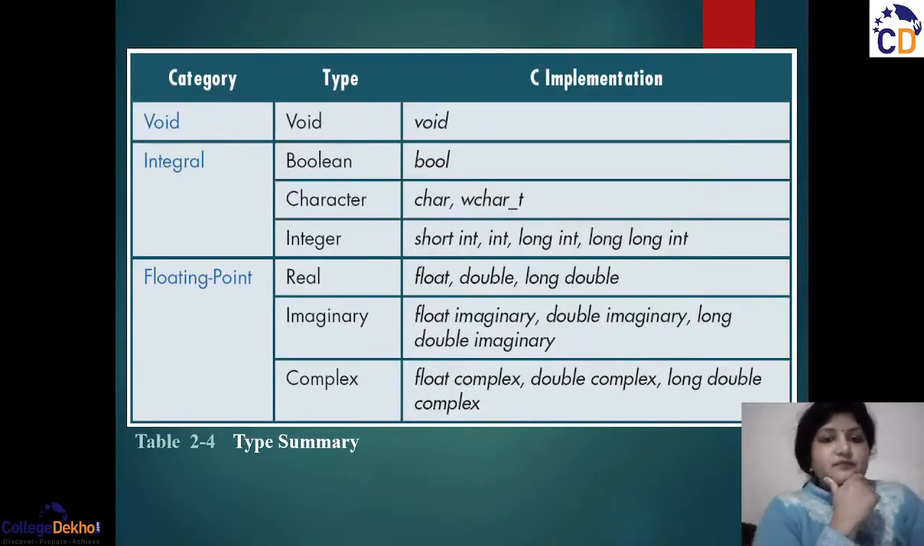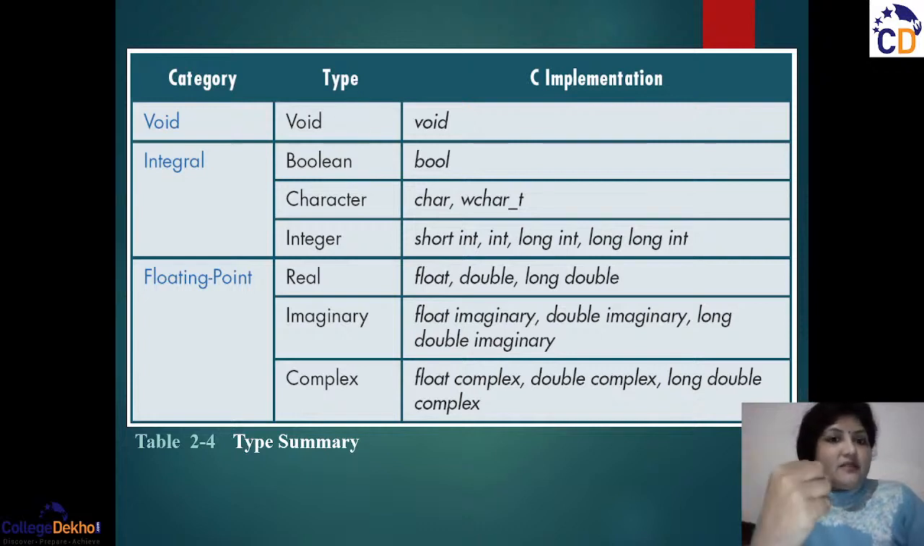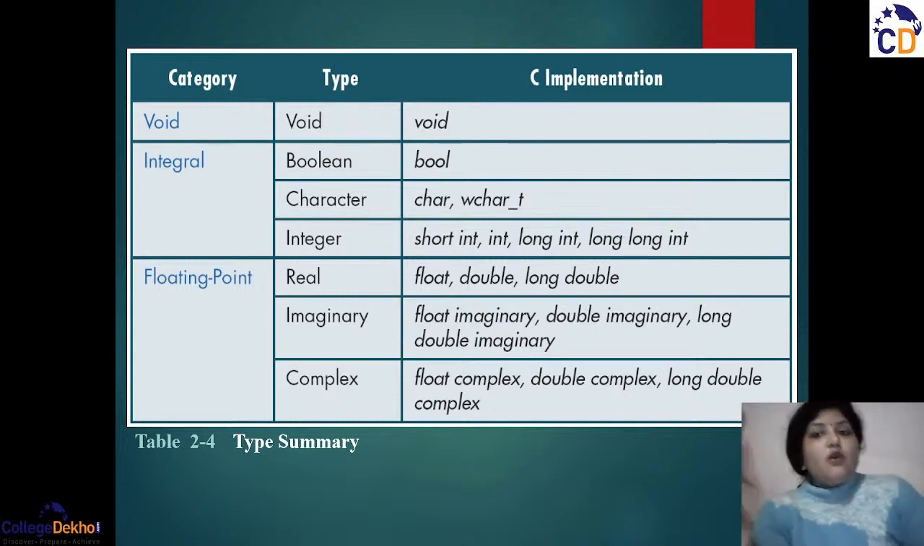So let us see how we use the data types in C. This is the summary of what we have understood till now. Void means nothing; it returns null values. Void is the type which is null, meaning nothing to be returned. Integral may have 3 types of data. The first is Boolean, when we have true or false, 0 or 1, we use the Boolean data type. Then we have characters: char and wchar_t. Then we have integers: short int, int, long int and long long int.